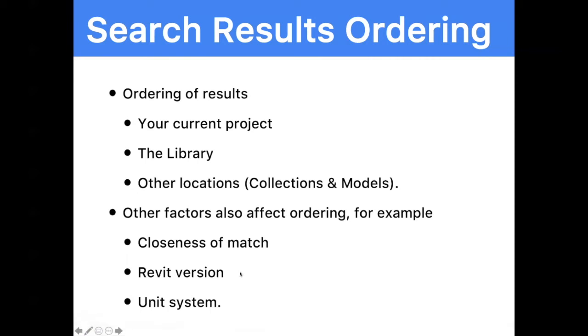Like we talked about, Revit version. If the Revit version isn't appropriate, then we don't return it, and the unit system too. So we look at these different results, and an exact match from another location may come above the library, depending on how close the match is. But in general, this is the order in which things get returned.